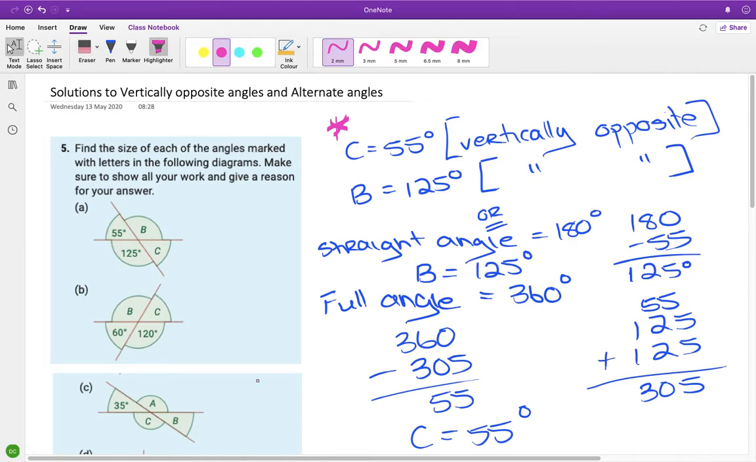And that's going to work for all of these. I'm not going to do it for all of them. I'm also going to rub it out because I need the space. Everybody okay with that? Hopefully. Let me know if you're not.